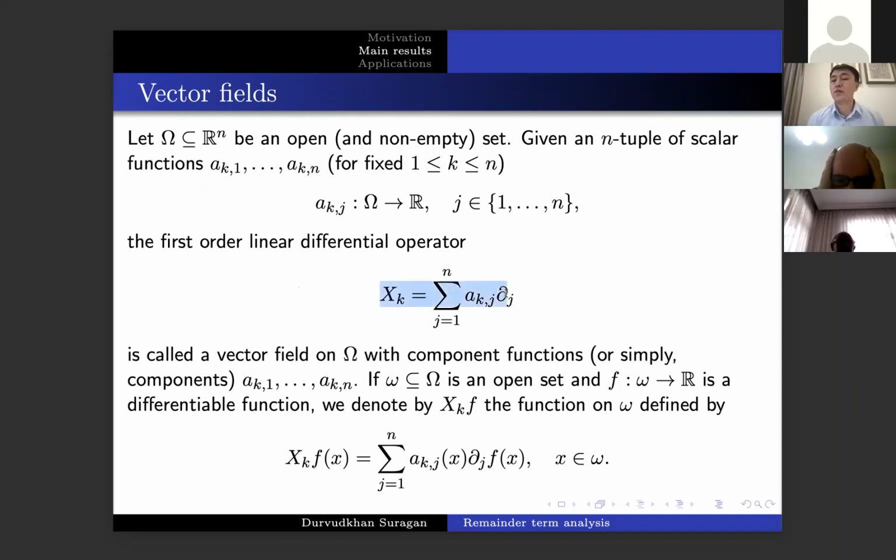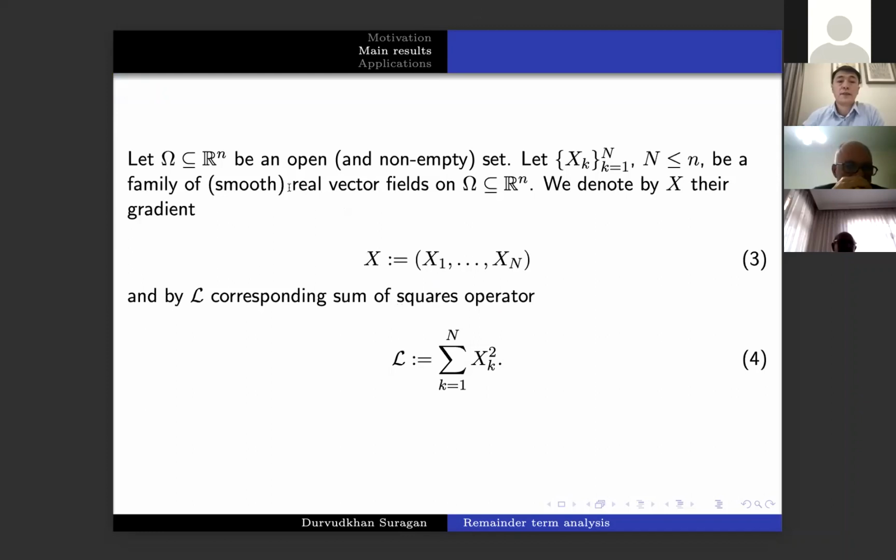So this is the formula for our vector field. Here we have some coefficient function, which is a scalar function. We fix k for a given vector field, and then we have here an n-tuple of scalar functions. And so we started our discussion here with some smooth real vector field.